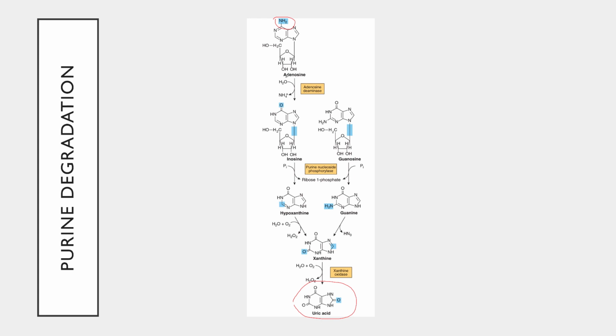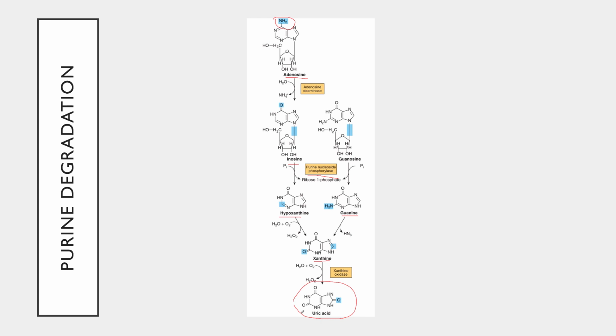So here you can see that in the case of adenosine, it can be deaminated to inosine. And both inosine and guanosine can be converted into their respective bases by a nucleotide phosphorylase. So these respective bases, hypoxanthine and guanine, can both be oxidized or, in the case of guanine, deaminated to xanthine. And xanthine can be further oxidized to generate uric acid. Uric acid is then typically excreted in the urine.